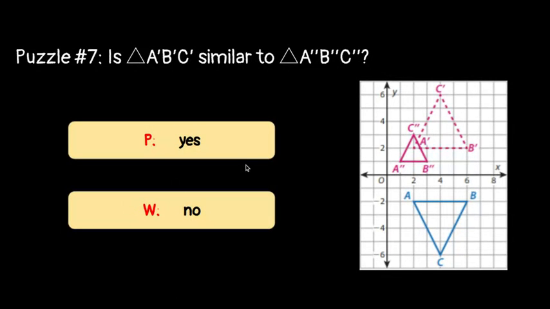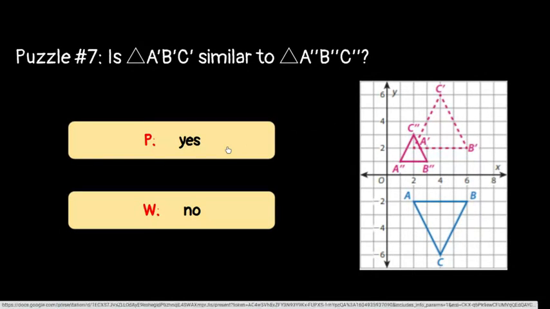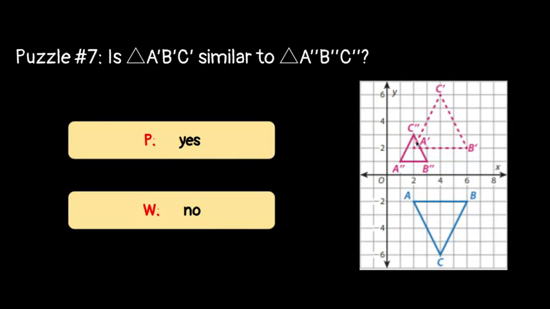Next, for puzzle 7, we have is triangle A prime, B prime, C prime similar to triangle A double prime, B double prime, C double prime? So are they similar? We can see our answer is also going to be yes for that, because remember they have the same angle measures, so they are the same shape, they are just different sizes. So that means they are similar.